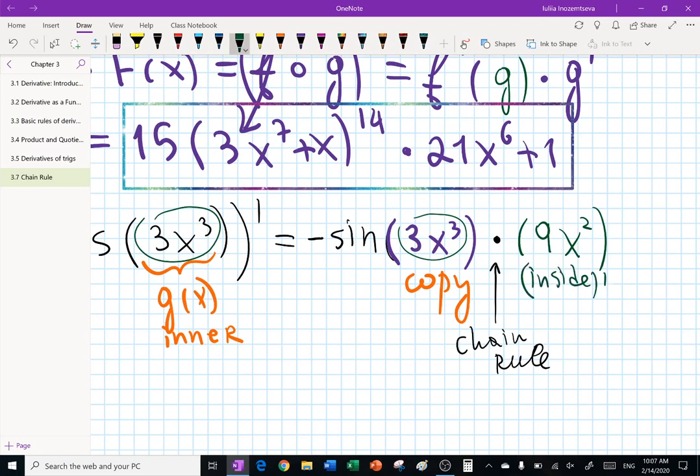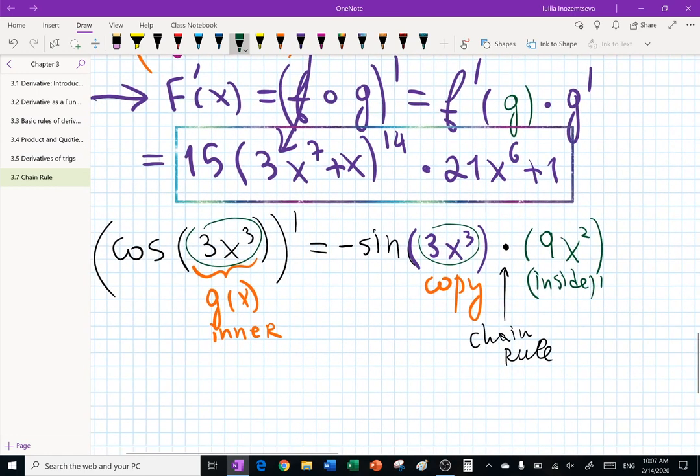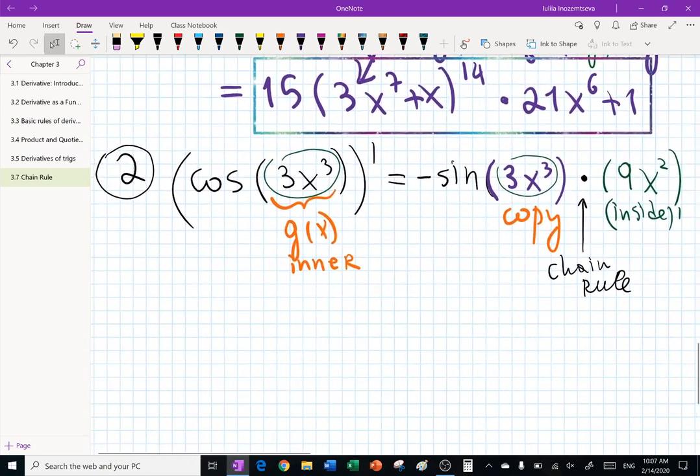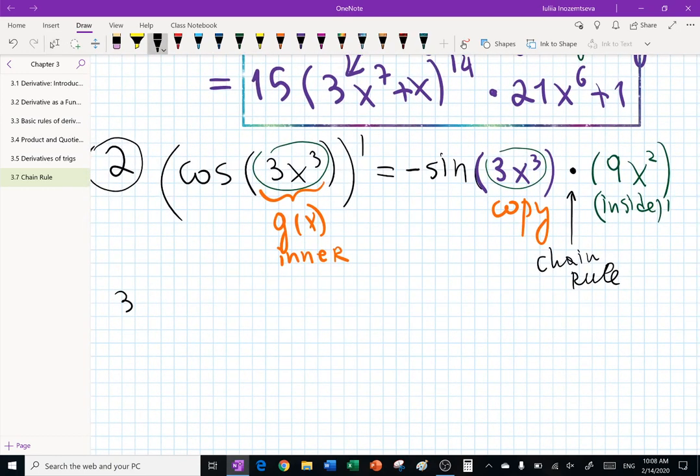Derivative of the function outside, copy the function inside, times differentiate the function inside. Not too bad? Not too bad. Now, let's do this one and see if you like it or not.